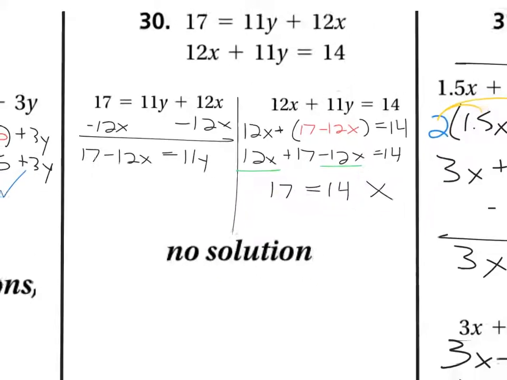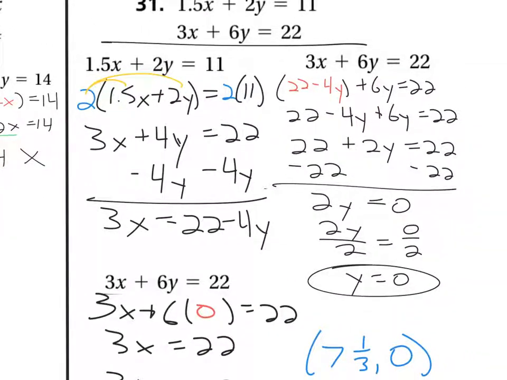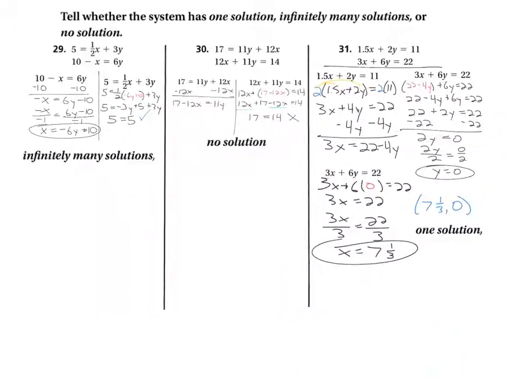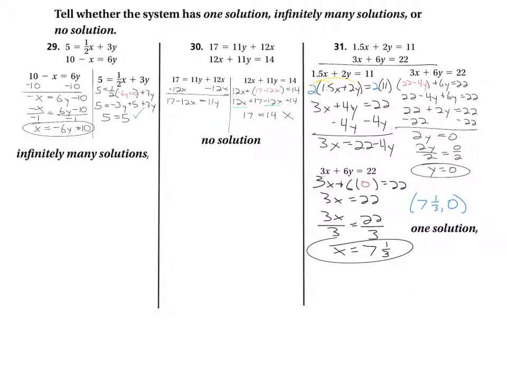Okay? Versus this third situation where we isolated 3x, and when we replaced 3x with what it was equivalent to, 22 minus 4y, we didn't end up getting the other variable y disappearing. It didn't also disappear. Not a special case. So that means it's just a regular type with one solution. And so that's what we have for answers. First one is infinitely many. Second one is no solution. Third one is just one solution.